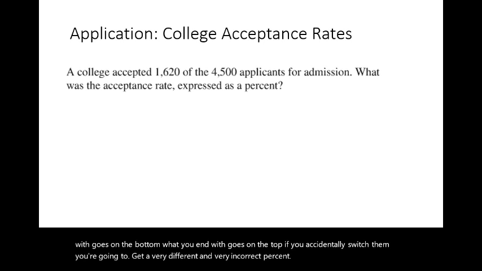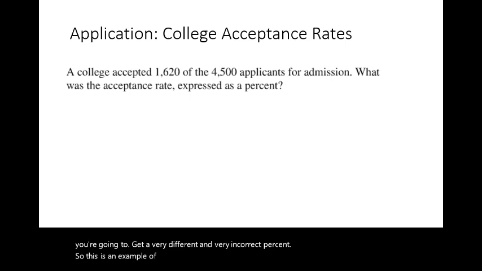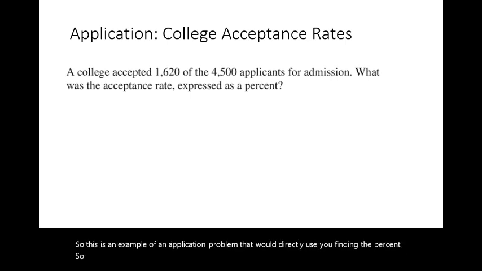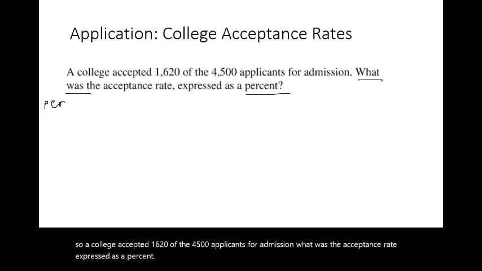So this is an example of an application problem that would directly use you finding the percent. A college accepted 1,620 of the 4,500 applicants for admission. What was the acceptance rate expressed as a percent? So in this case, the percent is what we don't actually know. So in my percent proportion, x is going to go in for the percent slot.